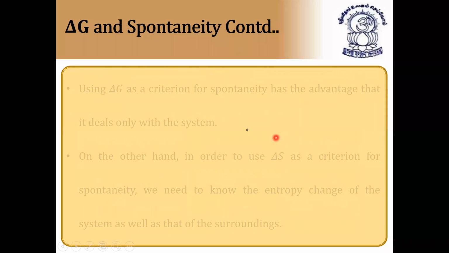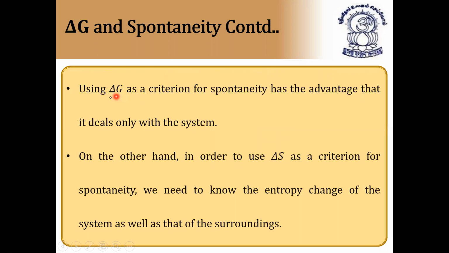Next, delta G and spontaneity. Using delta G as a criterion for spontaneity has the advantage that it deals only with the system. On the other hand, in order to use delta S as a criterion for spontaneity, we need to know the entropy change of the system as well as that of the surroundings. But for delta G, only the system is concerned. That is the main difference. That's why it's easier to use delta G, because it deals only with the system, whereas delta S deals with the entropy change of the system as well as that of the surroundings.